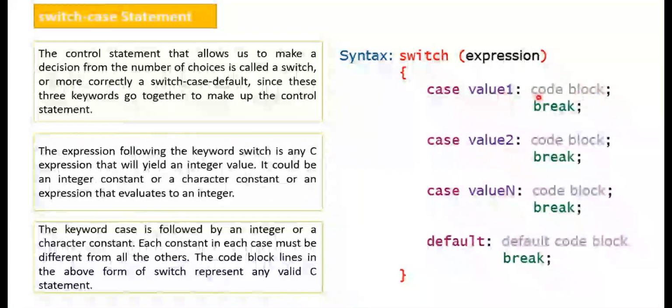Code block. The code block lines in the above form of switch represent any valid C statement. That means with respect to a particular case, let's say value 1, whatever code we want to execute, we can write here. And once we are done with a particular case, we need to break. This break is used to terminate the switch statement.